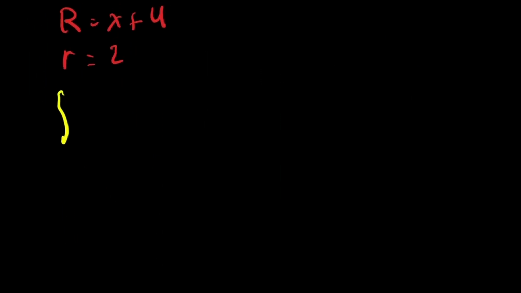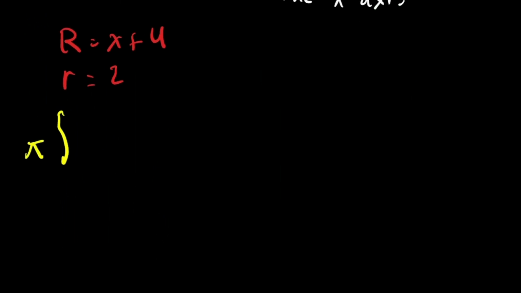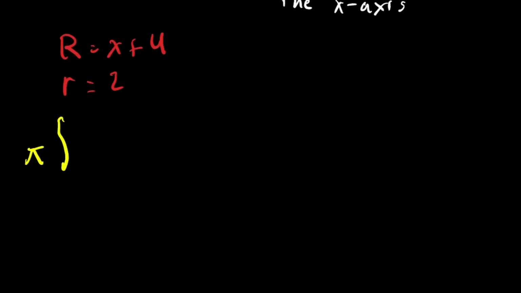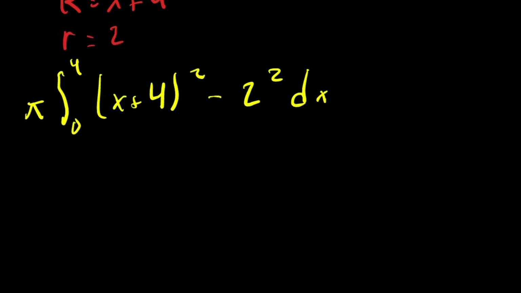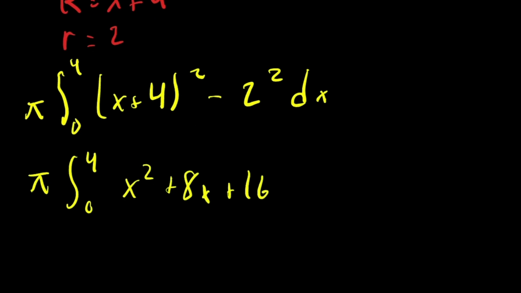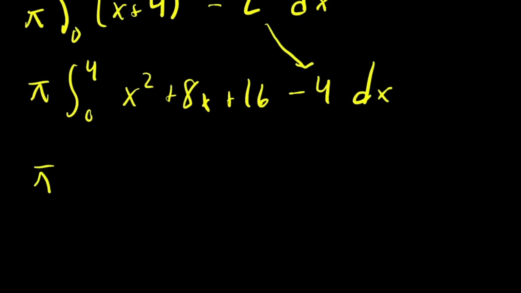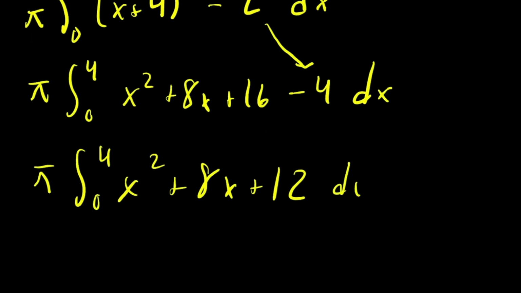All right, so we have pi times the integral from, what was it, 0 to 4? 0 to 4, x plus 4 squared minus little r squared, which is 2 squared, dx. All right, so I'm going to square all this out and make our lives a bit easier when we're integrating. So square the first, double the product, square the last, minus 4 dx. Combine like terms, we get x squared plus 8x plus 12 dx.